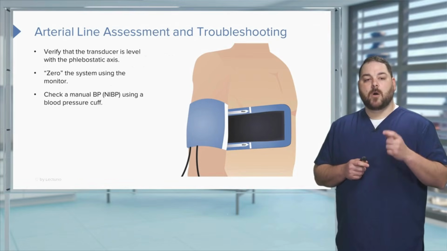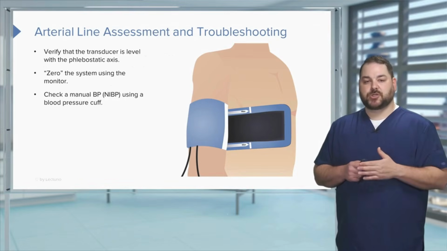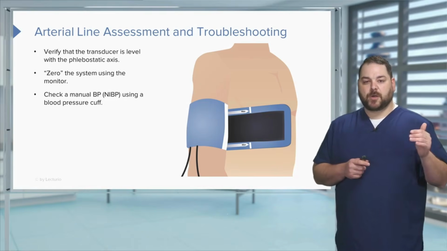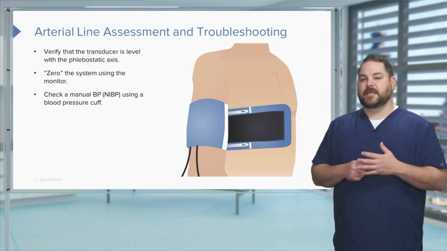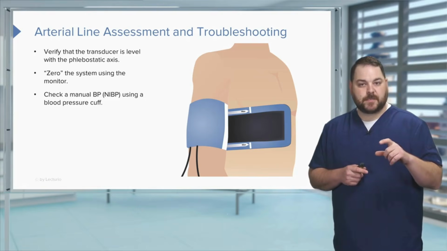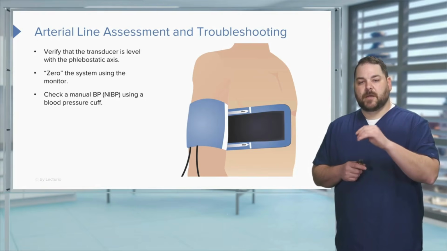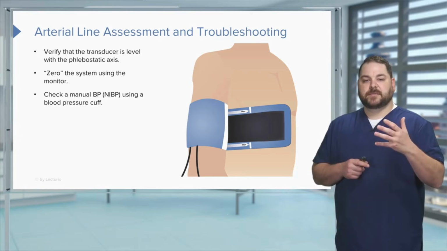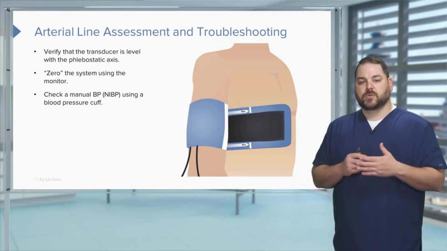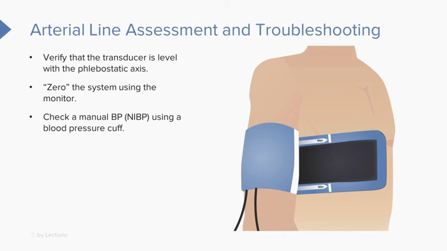And then again, we're always checking with a manual blood pressure. If we think our arterial line is not working correctly, if we think our arterial line is dampened, always check with a manual blood pressure cuff to see if they are accurate or close within one another. If they're not, then usually you're going to trust the manual blood pressure cuff over the arterial line pressure.